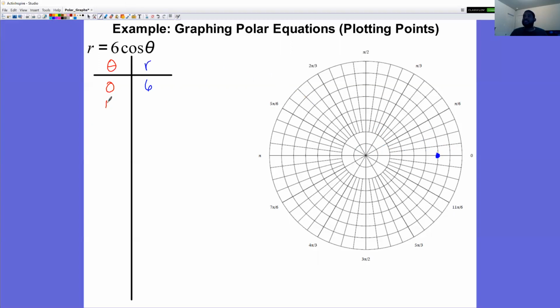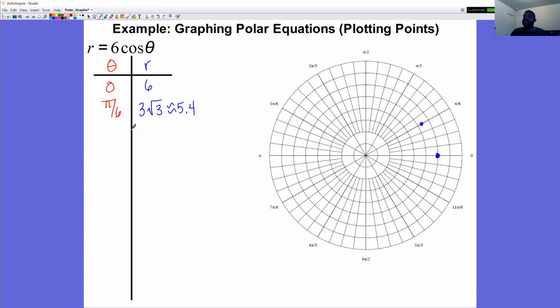And then we're going to pick next pi over 6. When you plug that into your polar equation, you're going to get 3 square root of 3, which is approximately 5.4 using a calculator. And so on the pi over 6 radial line, we'll go 5.4 units from the pole, is roughly right there. A little bit shy of the middle.